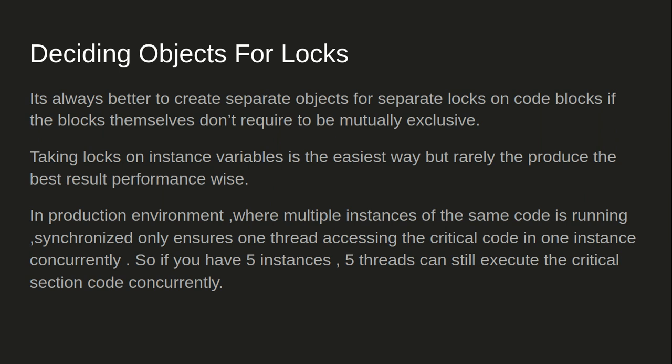So whenever you are running your code in a production environment where multiple instances of your code are running, don't rely on the synchronized keyword completely. If you want that from all the instances which are running, only one thread should execute the critical section concurrently, you should always make a lock object and keep the lock object in a central repo where all the instances can look up whether that lock object is free to grant a lock or is currently being used by some other thread.